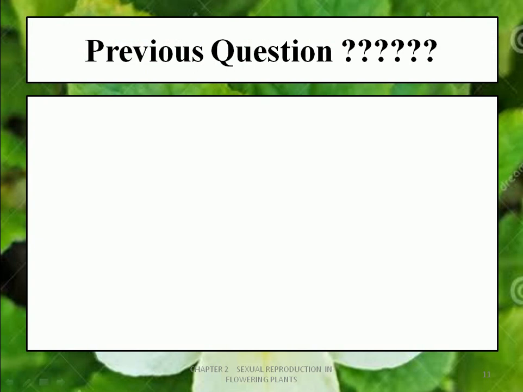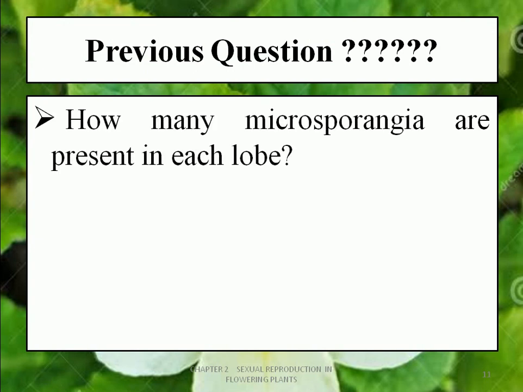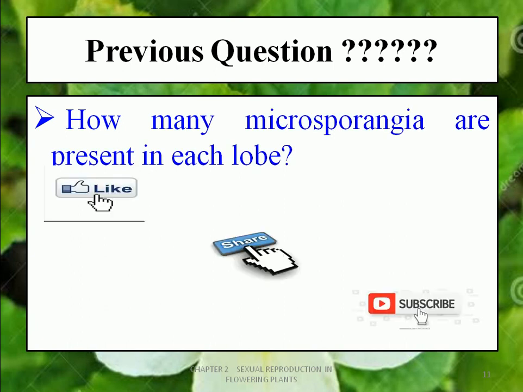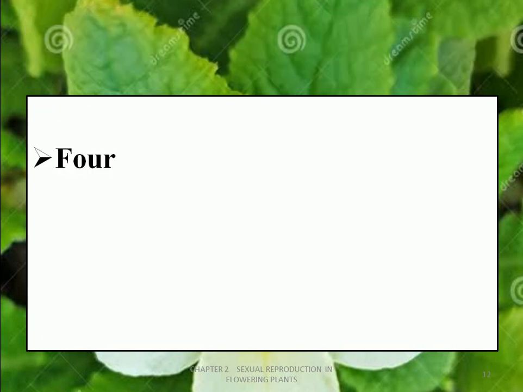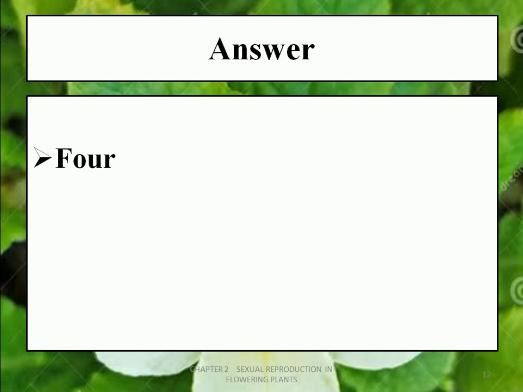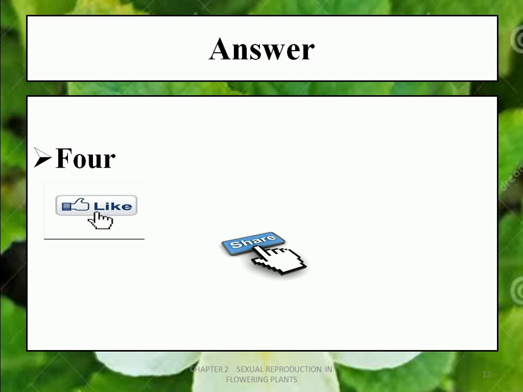Now it's time to answer the previous question. What was the previous question? Do you remember? Let's see. How many microsporangia are present in each lobe? Now, do you know? Yes, the correct answer is 4. 4 microsporangia are present in each lobe.